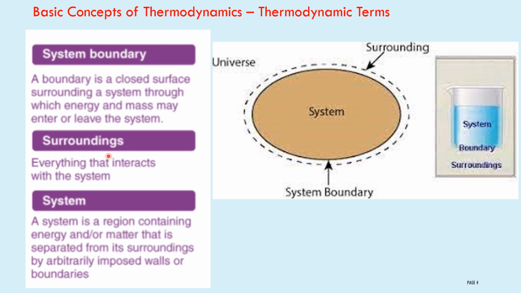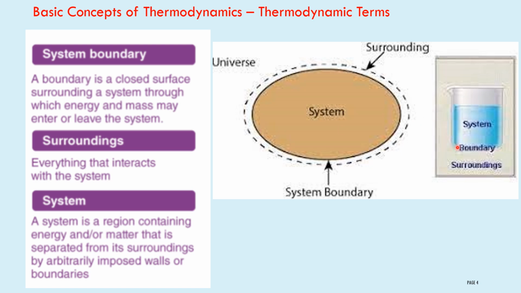Then next one, surroundings: everything that interacts with the system. This is the surrounding, it is indicated by a dotted line, a dotted circle. The surrounding is nothing but everything that interacts with the system. That one we will call a surrounding.